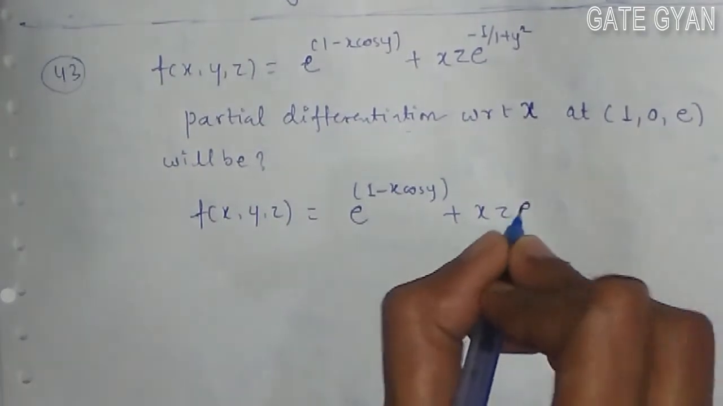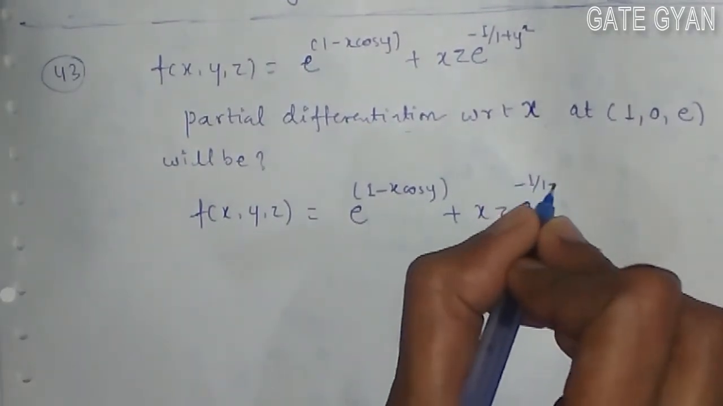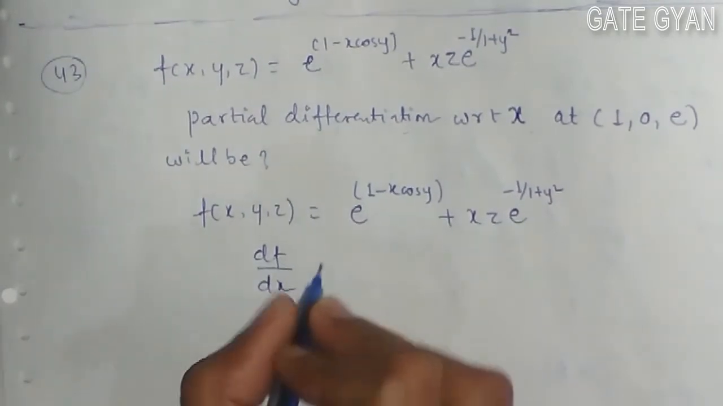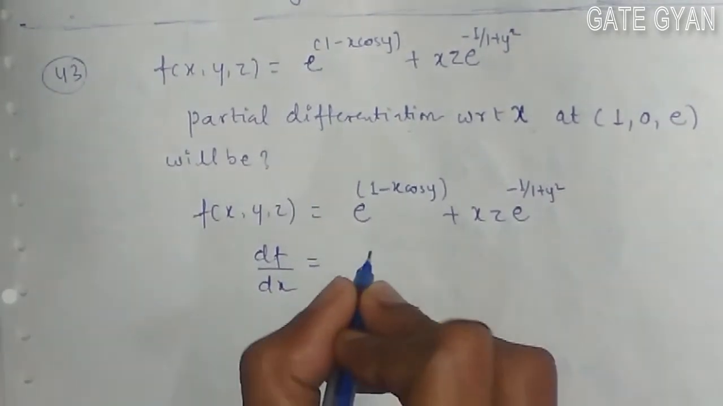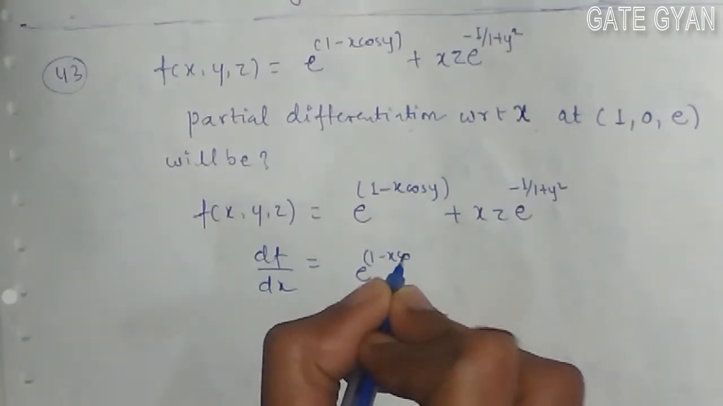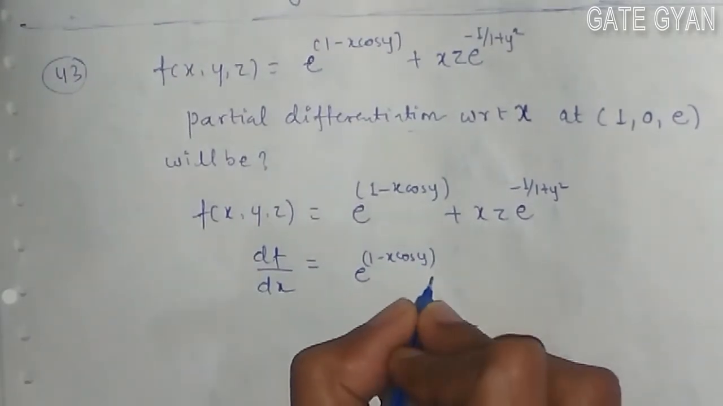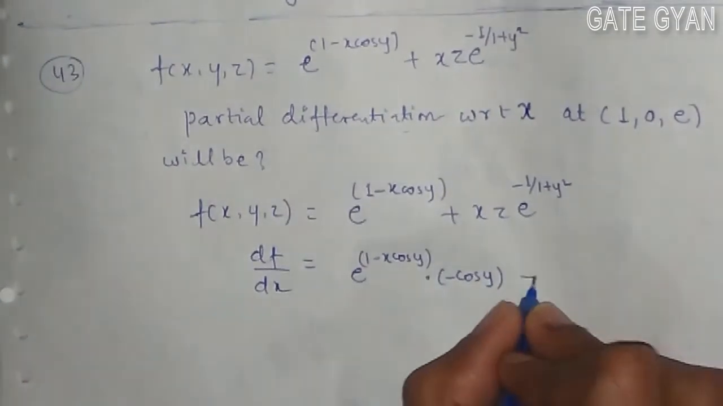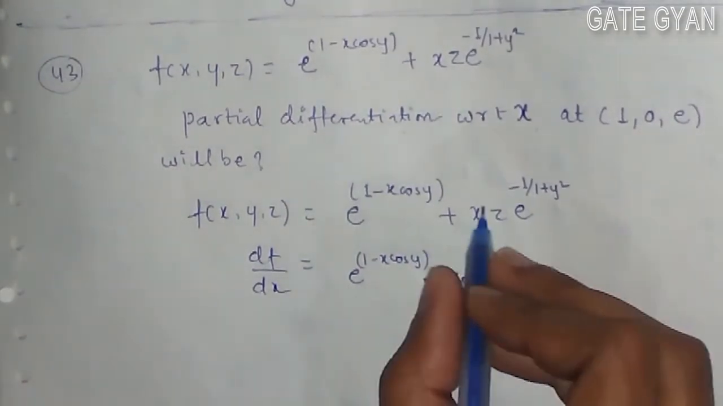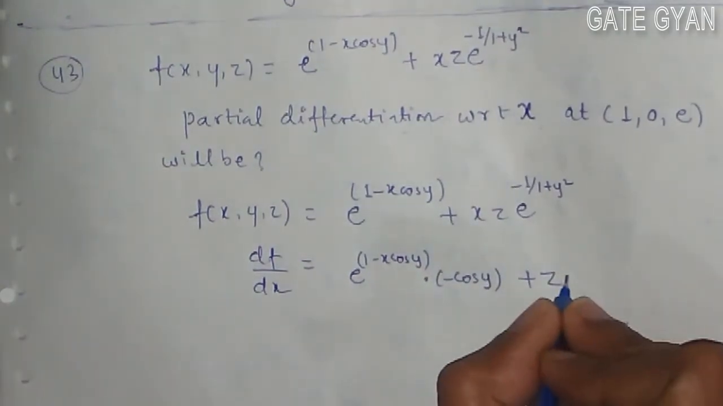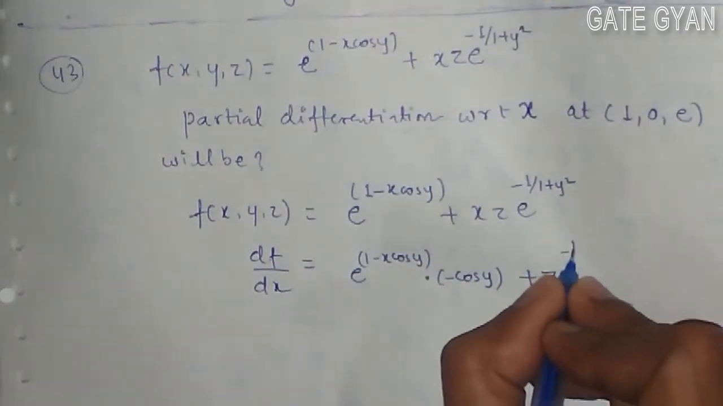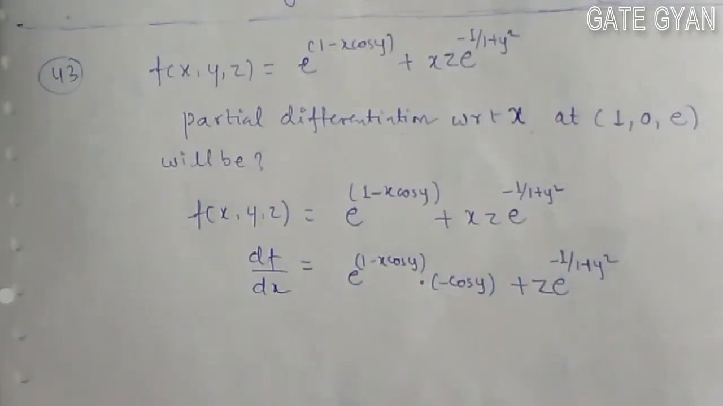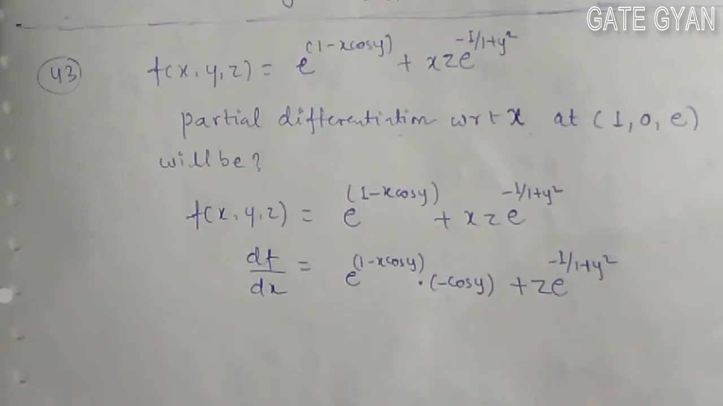Plus xz e to the power minus 1 by 1 plus y square. Now we'll differentiate with respect to x. So this is going to be e to the power 1 minus x cos y into minus cos y, plus, when we differentiate with respect to x, this is going to be 1. So this is going to be z into e to the power minus 1 upon 1 plus y square. So this is our differentiation with respect to x.